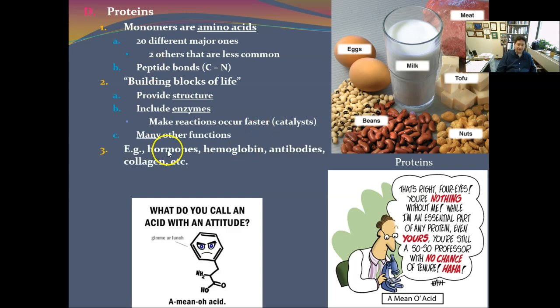Many other functions. Many hormones are proteins. Hemoglobin, which is a molecule on your red blood cells that transports oxygen throughout the body, is a protein. Antibodies, little proteins that fend off disease. And collagen, a connective tissue that literally is kind of the glue that holds the body together, is a protein. Proteins can have different levels of structure called primary, secondary, tertiary, even quaternary. Now, I'm not going to go into that or hold you responsible for that, but you want to know that proteins can take on different levels of structure.